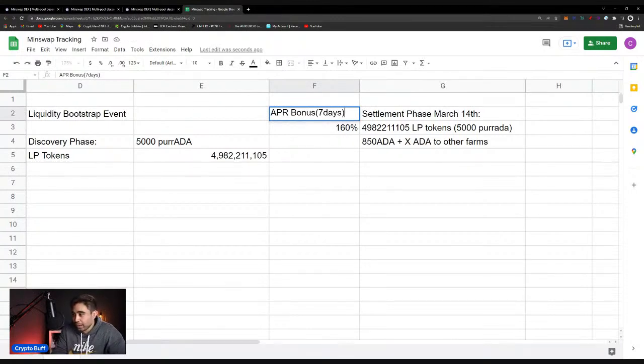Let me know, guys, in the chat right now what percentage you got from the liquidity bootstrap event. I've seen some people got 110%, which I feel you're a little bit unlucky. However, I've seen also people with 200%. So let me know in the chat what you guys got. Really interesting to learn about it.